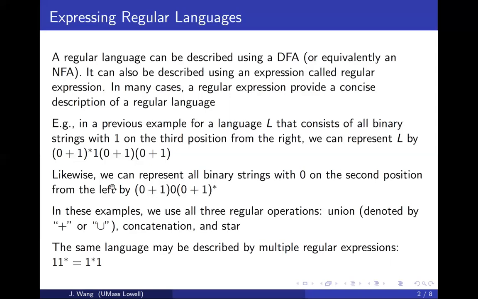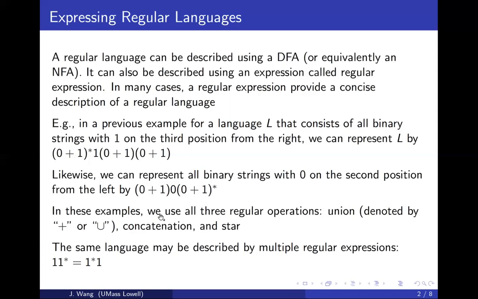Similarly, we can represent all binary strings with 0 on the second position from the left by this regular expression. So this is the second position, this is 0. The first position could be 0 or 1. And any string after this second 0 could be anything. So that's (0 plus 1) star.